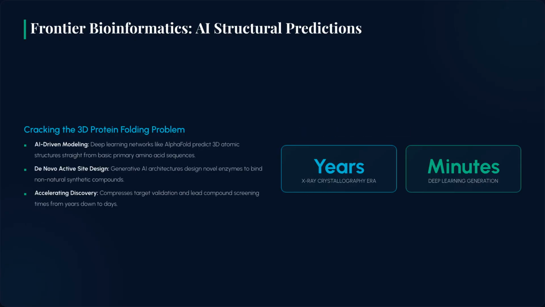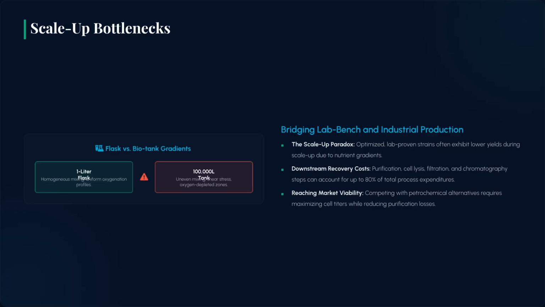Frontier bioinformatics uses AI structural predictions to crack the protein folding problem. Deep learning networks, such as AlphaFold, predict 3D atomic structures from amino acid sequences, accelerating discovery from years to minutes. Scale-up bottlenecks arise because lab-optimized strains often yield less in industrial bioreactors due to nutrient gradients. Downstream recovery costs, up to 80% of total expenditure, demand maximizing cell titers and reducing purification losses for market viability.